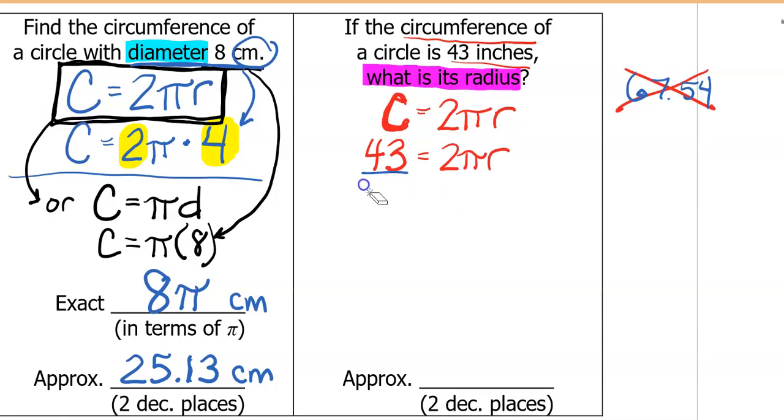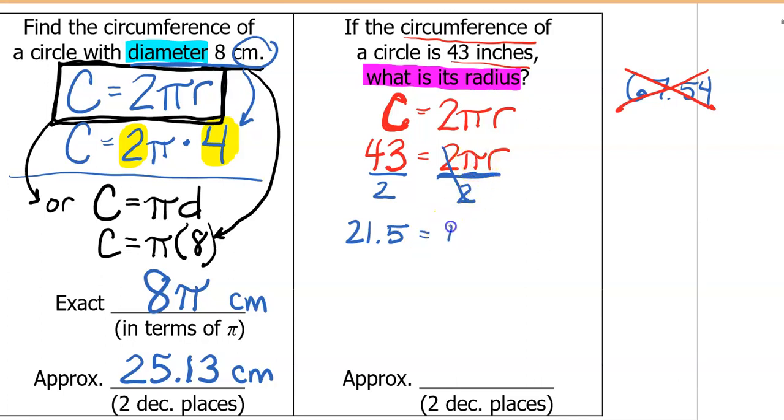One way of dealing with this, I'll talk about why that goes wrong in your calculator, is just to think of the 2 and the pi as separate steps. So first, I'm just going to get rid of the 2. So 43 divided by 2 is 43 over 2, or 21.5.